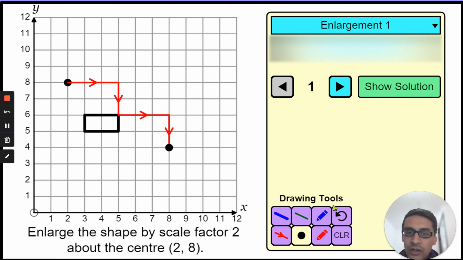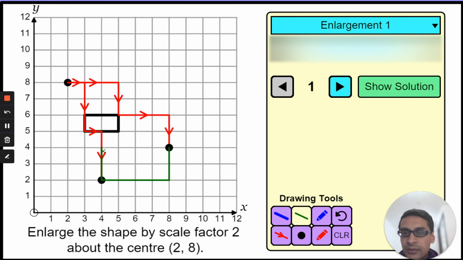Now, we're going to pick another vertex. So I'm going to choose this one down here. And in this case, I'm going to go 1 across, 3 down. And because the scale factor is 2, I'm going to do it twice. So 1 across, 3 down, 1 across, 3 down. So I now have the top right vertex and the bottom left vertex of my rectangle.